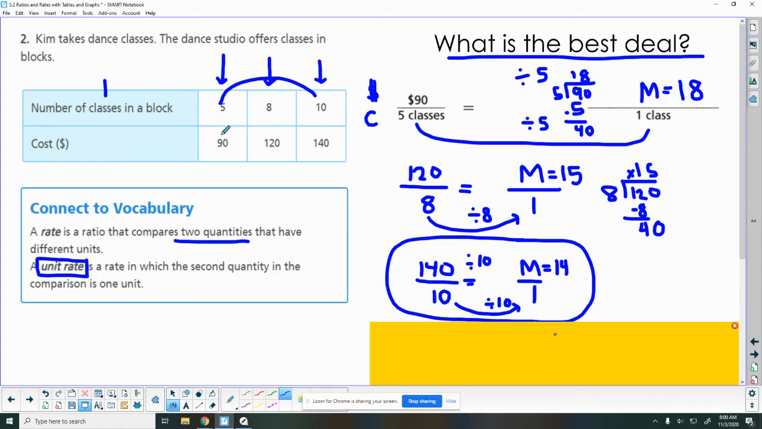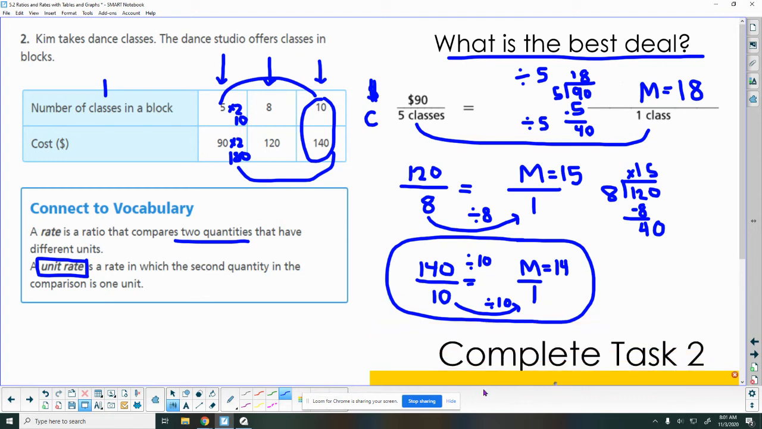Because if I bought a block of 5 classes and then decided, oh, I'm going to take 5 more, and you paid in 2 separate things. So I'd have to times these both by 2, and then I'd have 10 classes. And 90 times 2 is 180. So if you changed your mind and decided to take more classes later, you'd be paying $40 more than if you just paid for all 10 classes at the beginning.